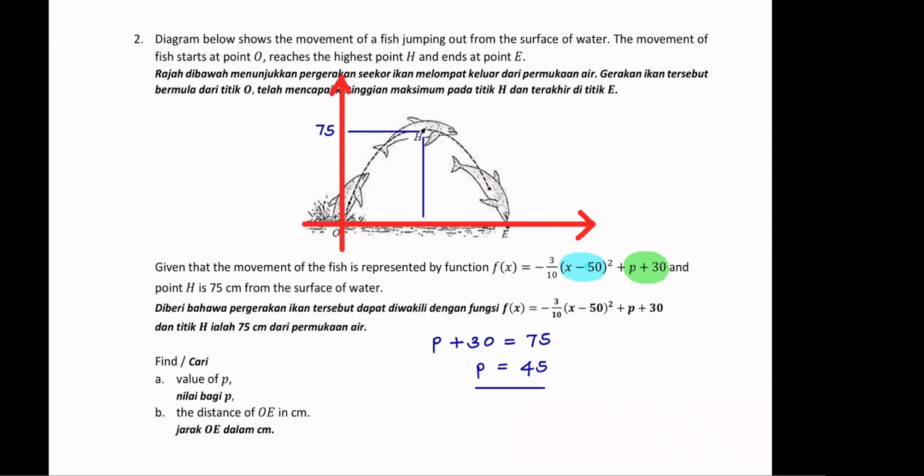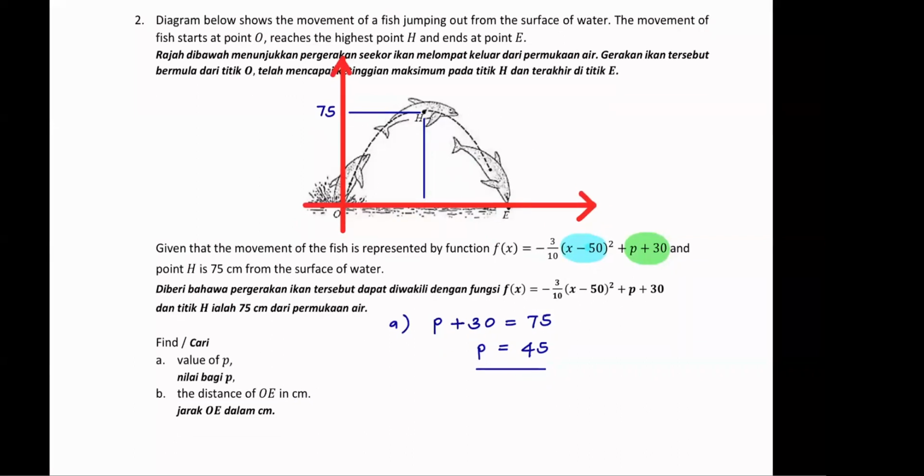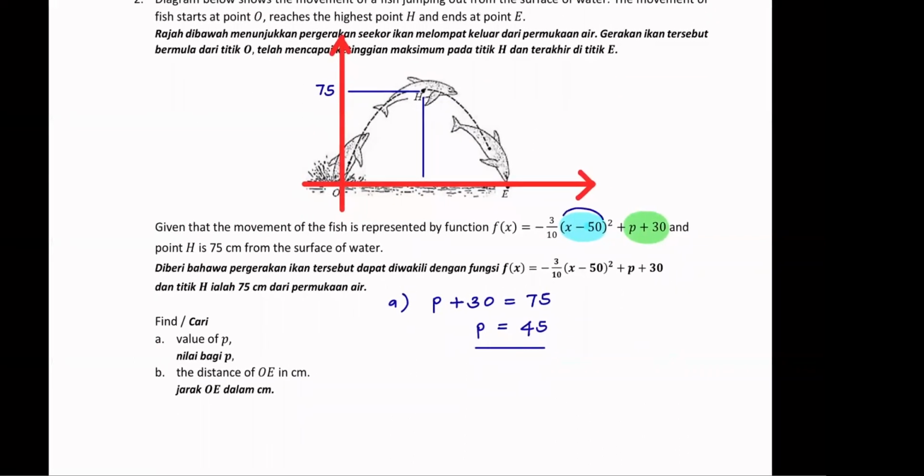Okay, after that, the distance of OE in centimeter. Okay, class, listen. If you look at this inside the bracket, I told you right, inside the bracket is X minus 50. So X minus 50 can be equal to 0. So X berapa? X is 50. That means this is your 50. Nampak? Tempat ni 50. That means from here to here is 50, and from here to here another 50.